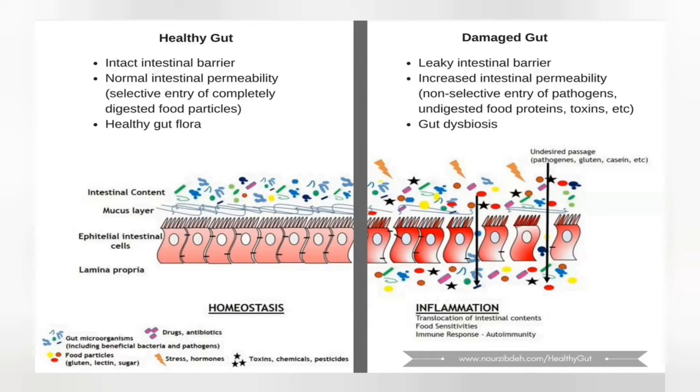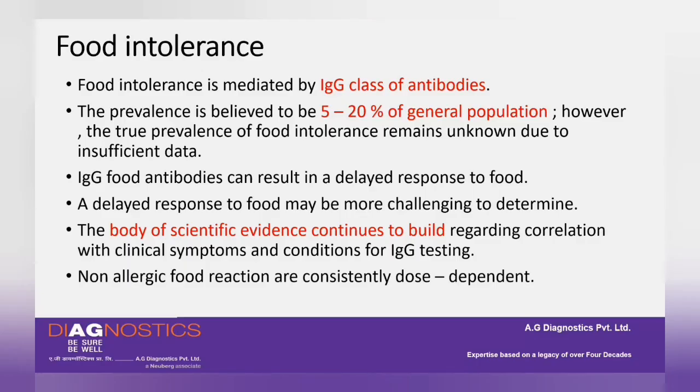So when you have a leaky gut, and if undigested food, proteins, and toxins are absorbed, it leads to the formation of IgG class of antibodies. So food intolerance is mediated by IgG class of antibodies. The prevalence is believed to be 5 to 20% of the general population. However, the true prevalence remains unknown due to insufficient data as well as testing.